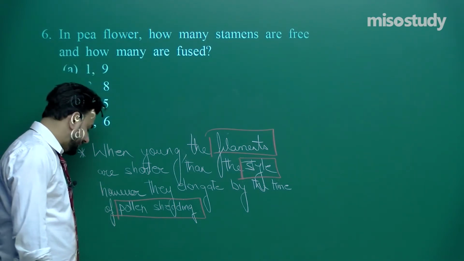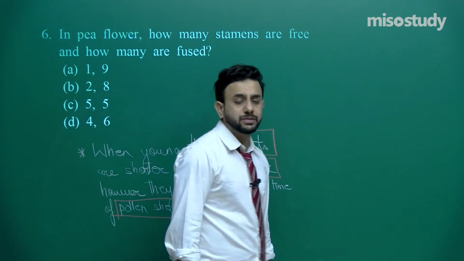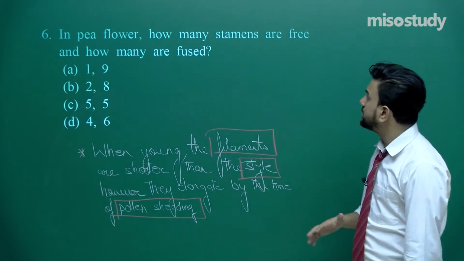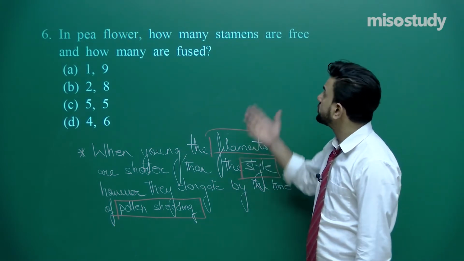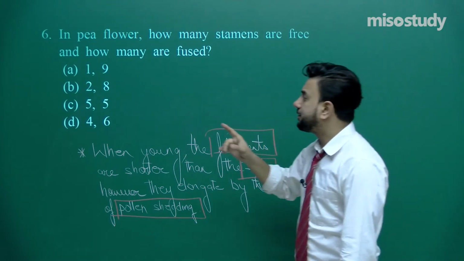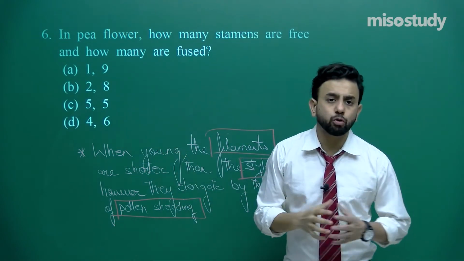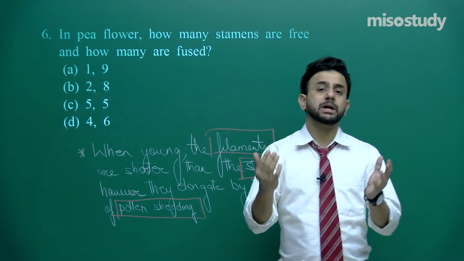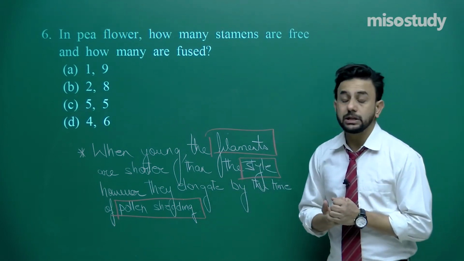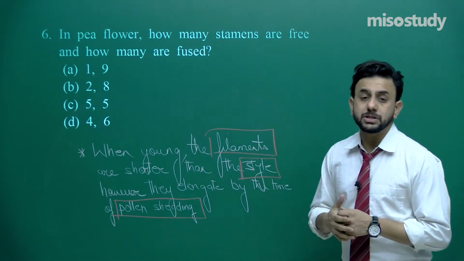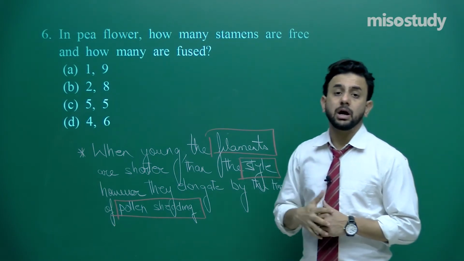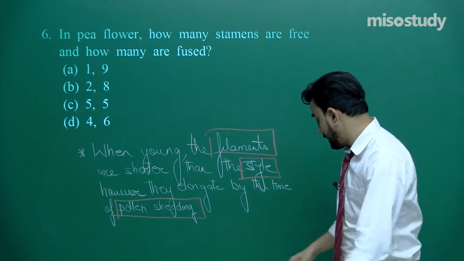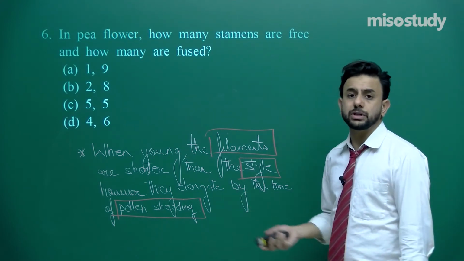So, we have done the explanation of this particular question. Once again, in pea flower, how many stamens? We see 10 stamens, of which 1 is free and how many are fused? The 10th stamen will be free, and the other 9 stamens are joining to form a staminal tube. This staminal tube will be covering the ovary, and in the young stage the filaments are not of adequate length, but at maturity they increase their length, right? So, we have come to the end of this question.